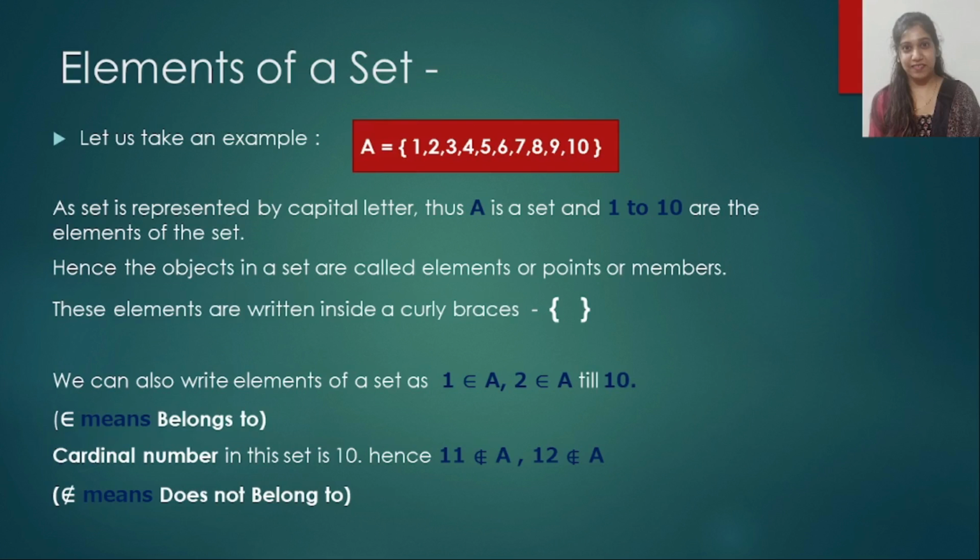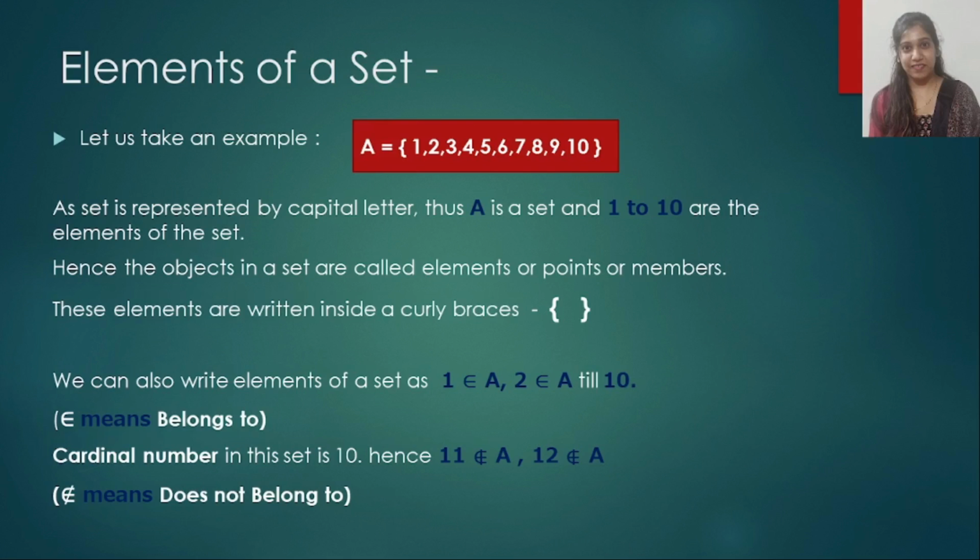Now we can also write elements of a set as 1 ∈ A. So this is not an E, this is a symbol. This symbol means belongs to. As you can see, I have written numbers from 1 to 10. So 1, 2, 3, 4, these elements all belong to set A. So 1 belongs to A, 2 belongs to set A, till 10. So 10 belongs to set A.